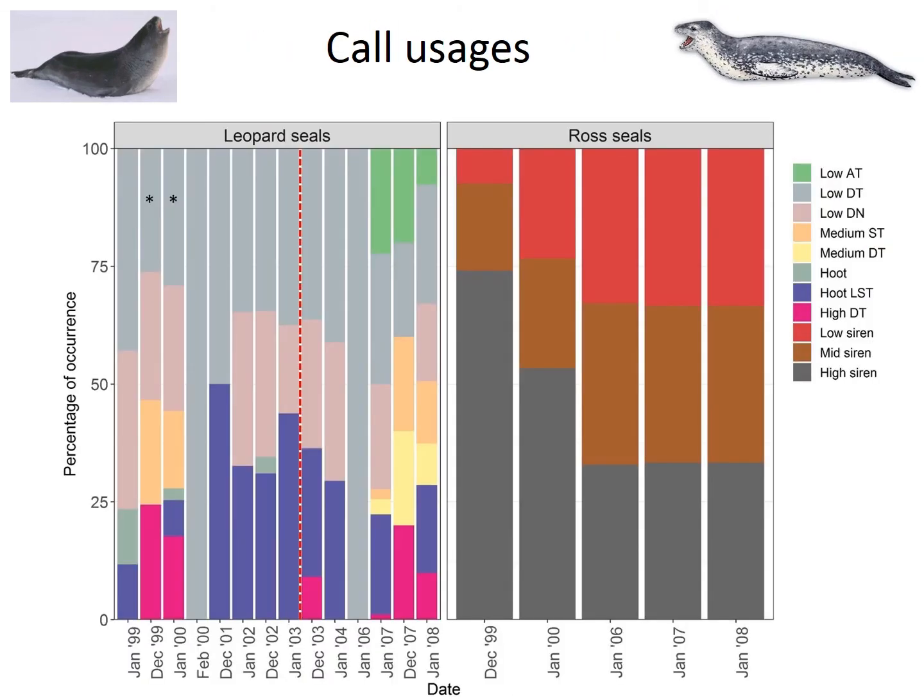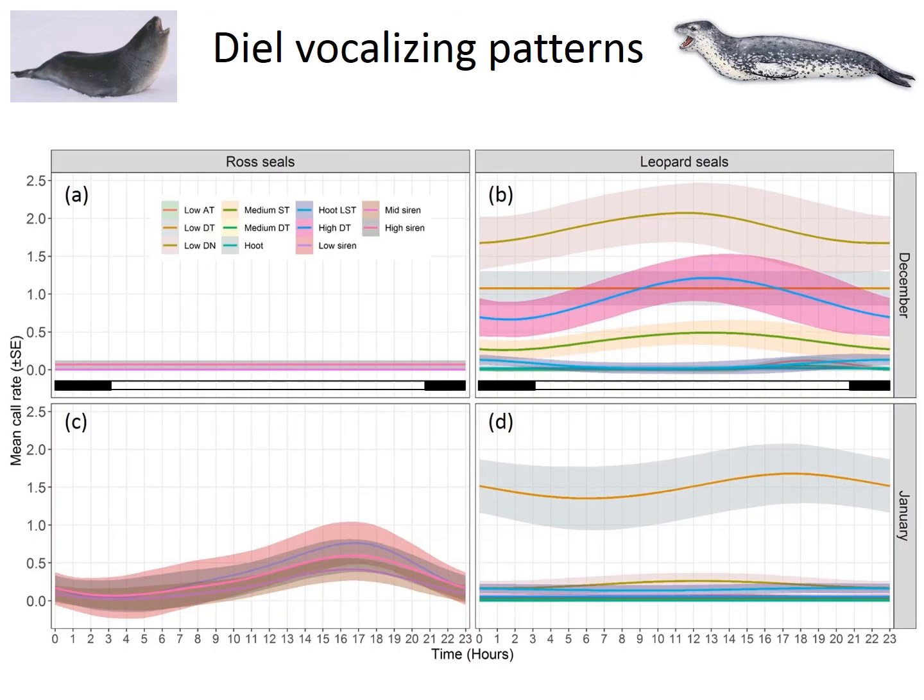And this is the usage of the calls. For ross seals, they seem to be using the sounds mostly equally, and leopard seals seem to be complex, seeming to be changing their call usage over time. And the vocalizing patterns seem to show leopard seals vocalize more during the day, contrary to crabeater seals, and the same for ross seals. They seem to be vocalizing more during the day.